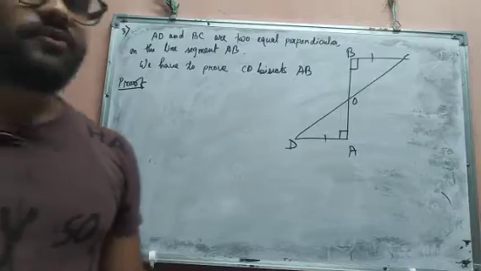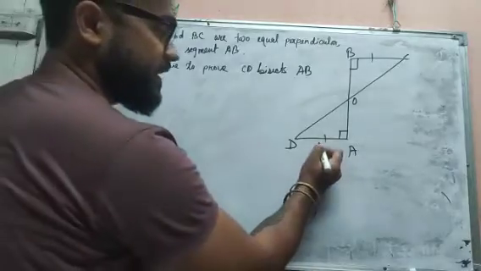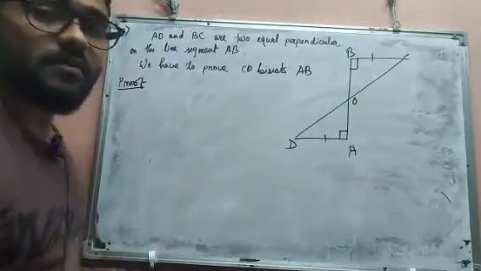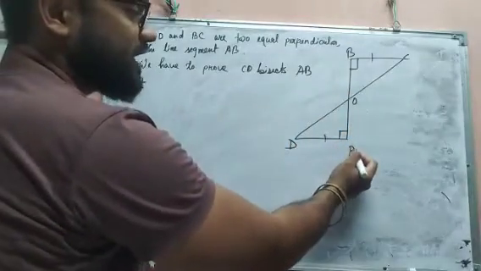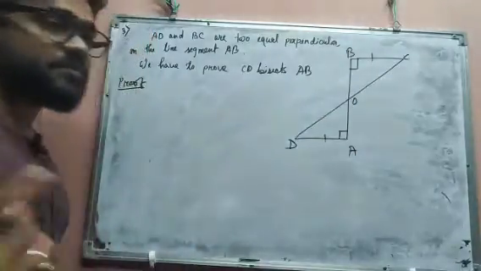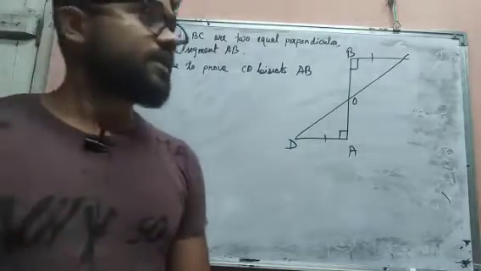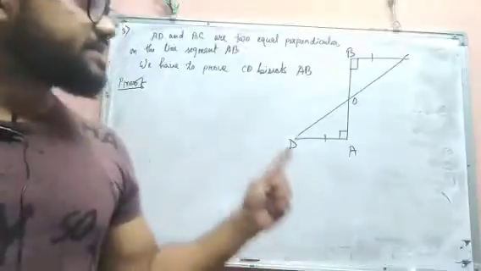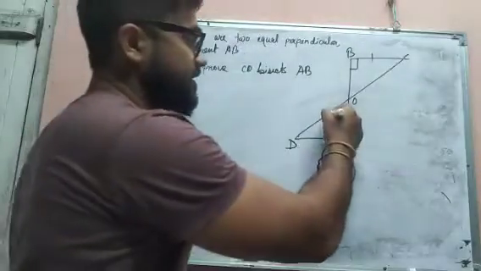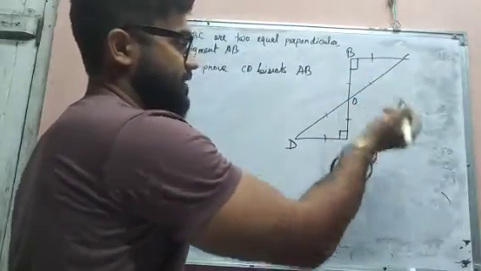AD and BC are equal perpendiculars. That means this line AD and this BC are equal perpendiculars on the line segment AB. On the line segment AB, they are perpendicular and they are equal. We are asked to show that CD bisects AB. That means this CD bisects AB. We need to show that.